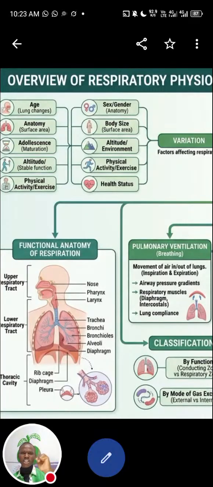So we've done definition, we've done types, external and internal. We now talk about the variation, which is HIPHUE. Okay, 1 2 3 4 5 6 7 8 9. Do you see it now? 9. Okay, H is high altitude, E is exercise. Somebody that is doing exercise will not breathe the same.